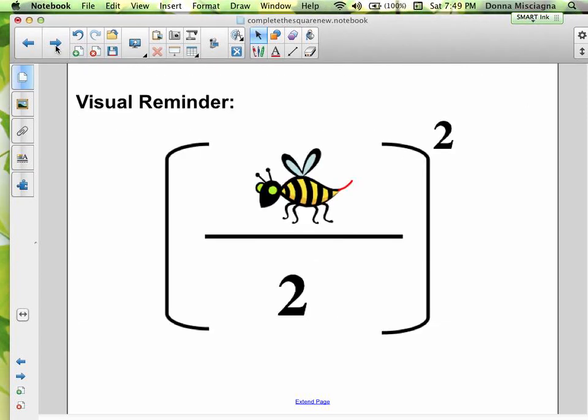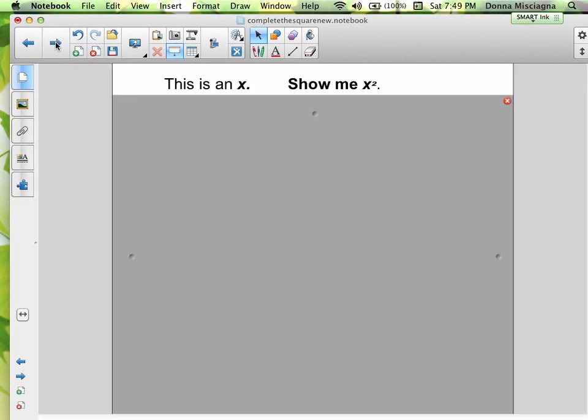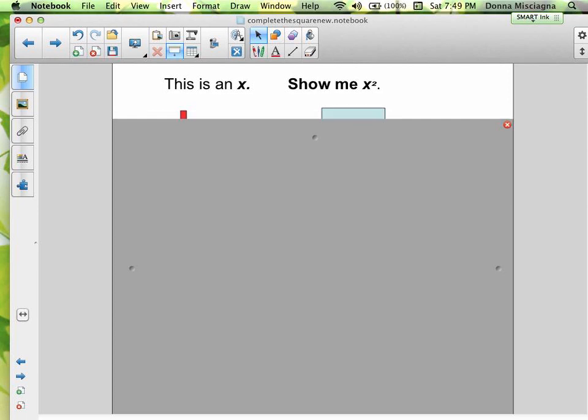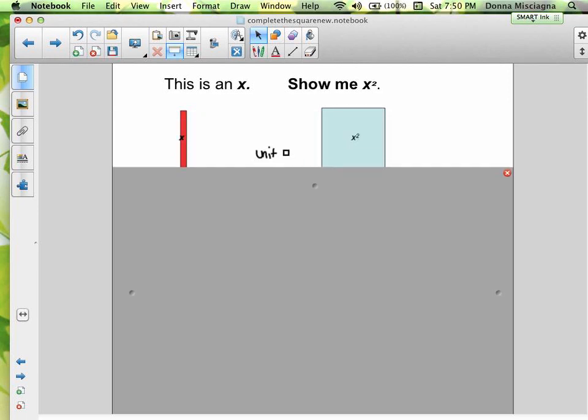There we go. And here's going to be our visual reminder: b divided by 2, squared. We'll come back to that visual reminder, but just remember that. So this is an x, that red bar, and this is an x squared.